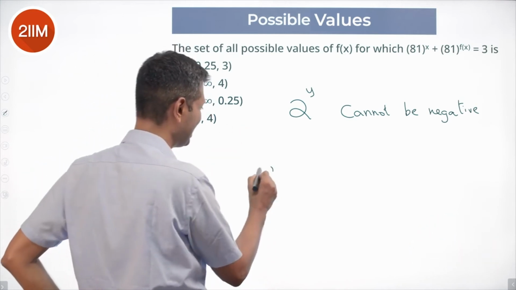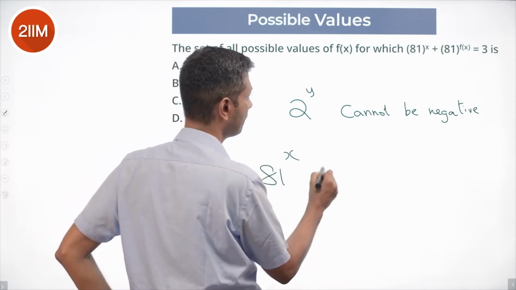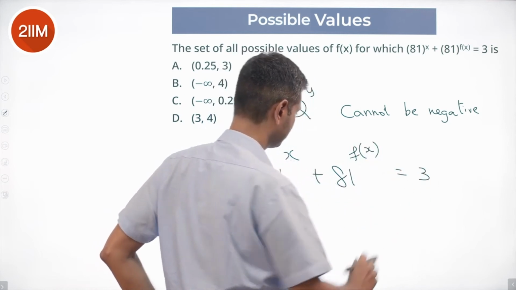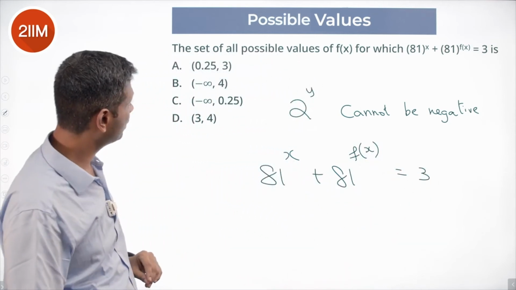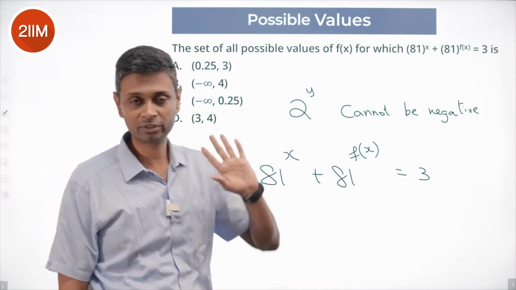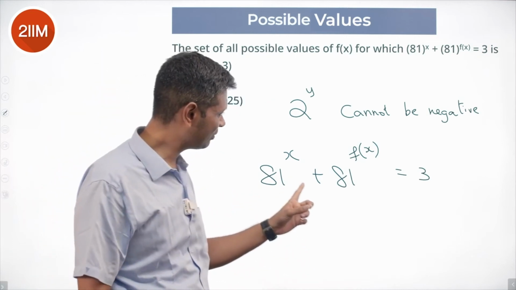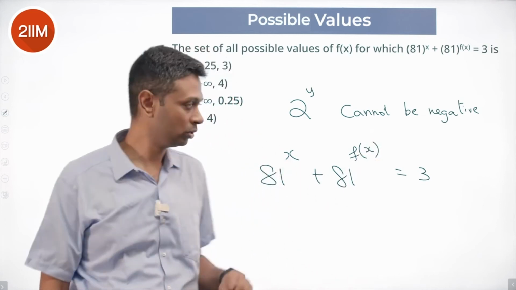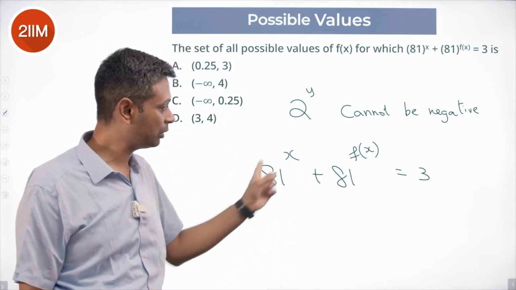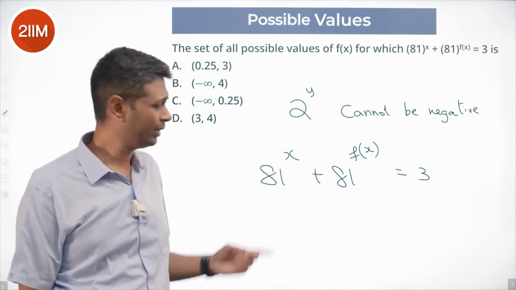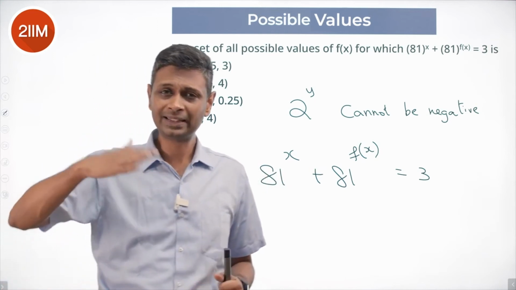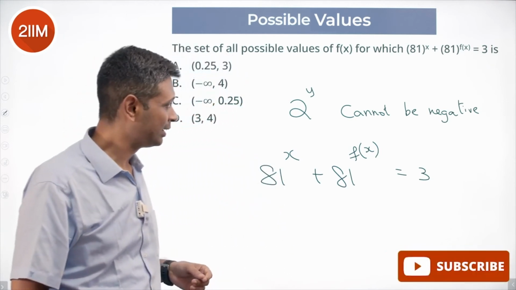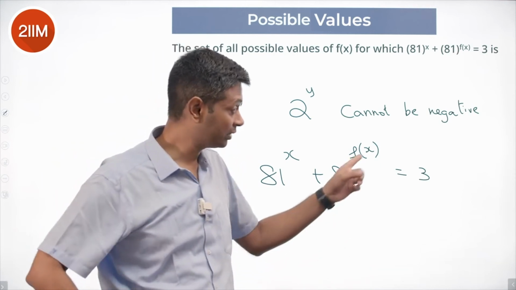It says 81 power x plus 81 power f of x equal to 3. Nice. We want to find the set of all possible values of f of x for this. Right? So first of all, assuming this can go to 0, x can be such that 81 power x equals 3. 3 power 4 is 81, so x can be 0.25. x cannot be more than 0.25. Starting point. We are not worried about x. We are talking about f of x.